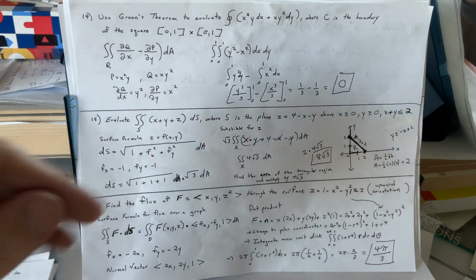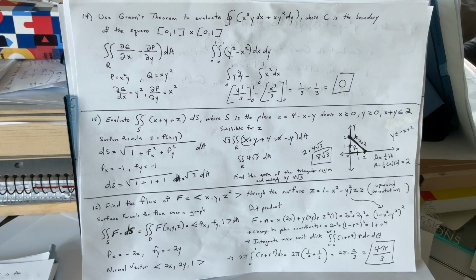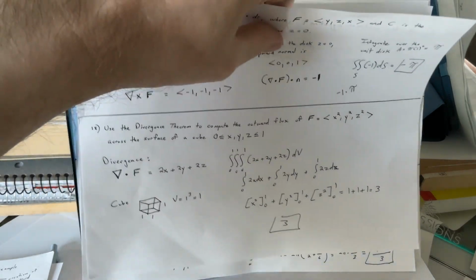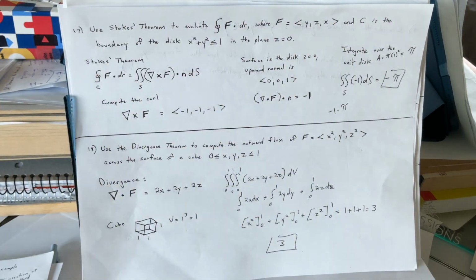Okay, so I went through that quickly. You could integrate that. Okay, so that's the flux problem. And now we go into the Stokes component. Stokes, remember, 3D, think 3D Stokes, think 2D Green's.